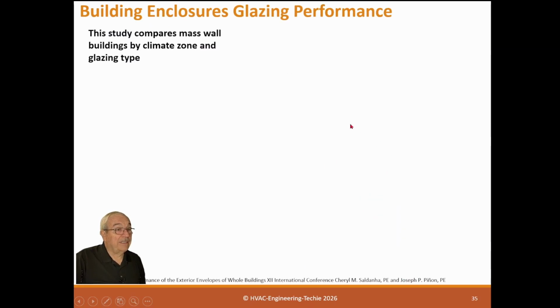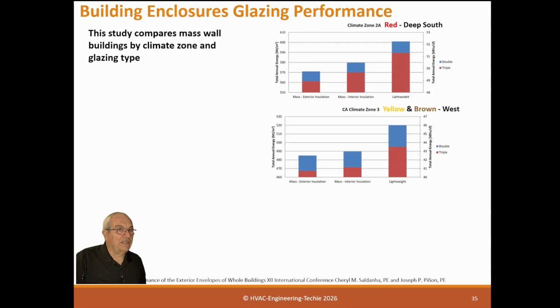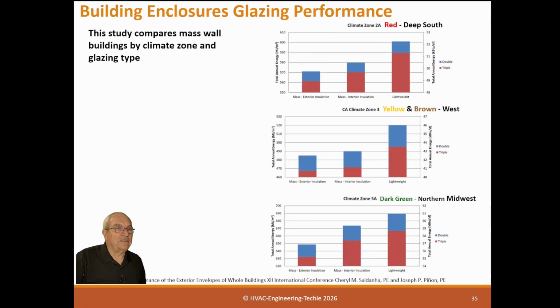Okay, now we're going to go back to that same study again, which I thought is really important. It actually talks about this also. The study compares mass wall building and climate zone and glazing contents. So here's the three deals again. This is down south. Now what this graph's actually saying is that this is the mass exterior insulation, mass interior insulation, and lightweight wall. So this is the one with the mass coupled to the interior. This one coupled to the exterior.